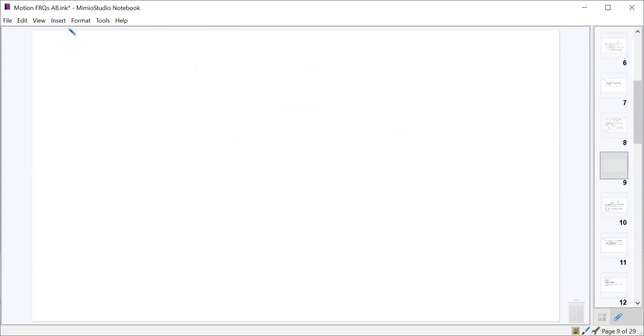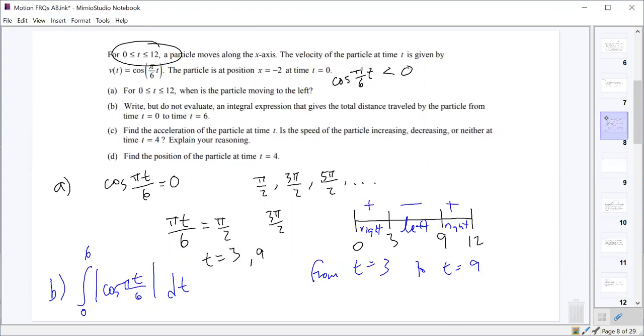All right, part C. What are they asking us here? Find the acceleration of the particle at time t. So how do we find acceleration from a velocity function?